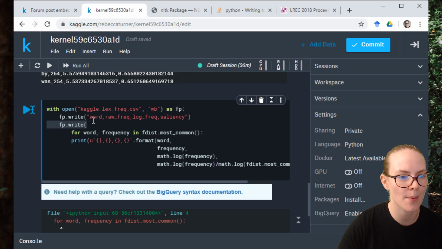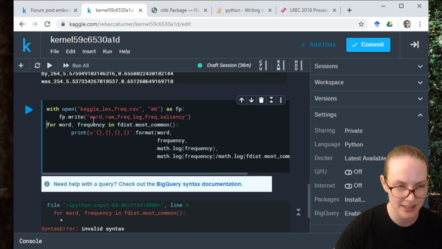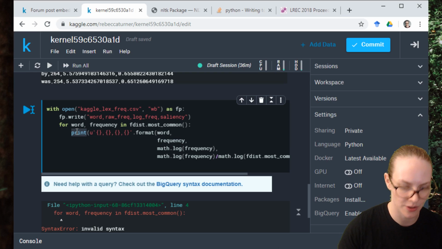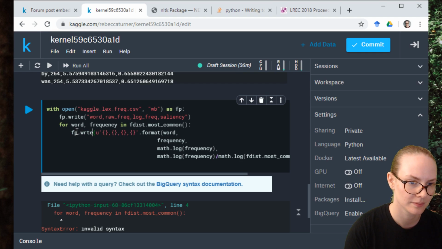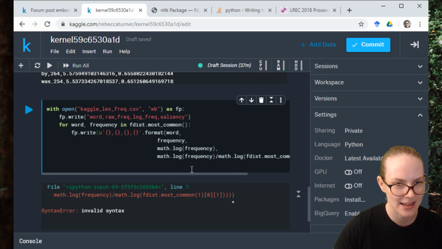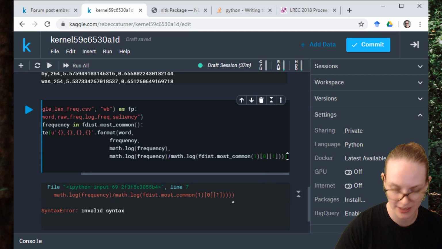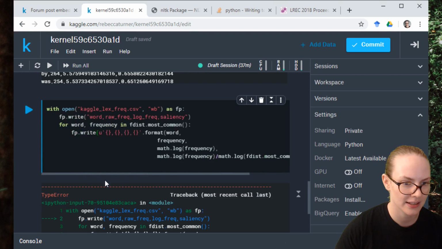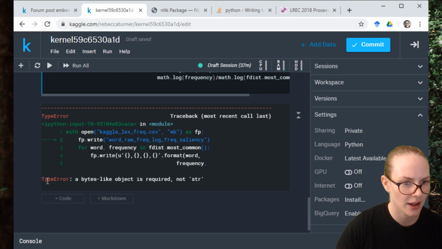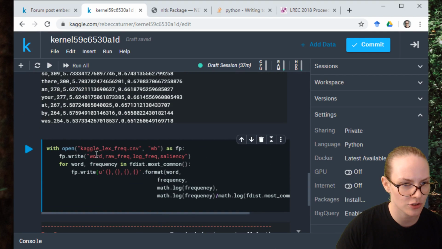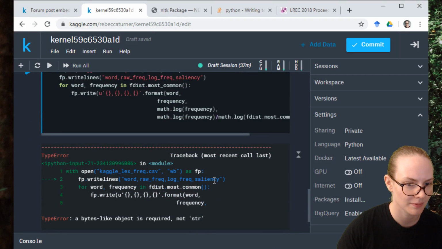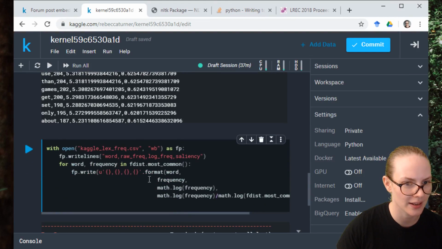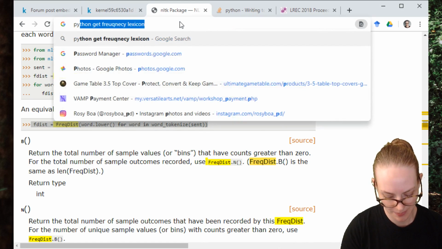Okay. I think I know what the problem is. I think instead of print, we should do fp.write. I think that will solve it. Yeah, right. Invalid syntax. Okay, and now I think I have one too many of these. And then, nope. A bytes-like object is required, not string. Python write string to file.